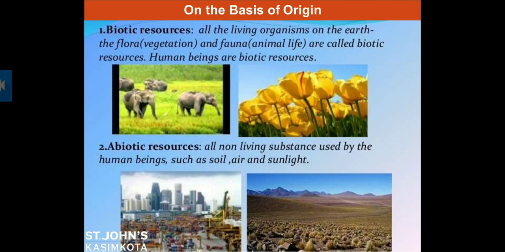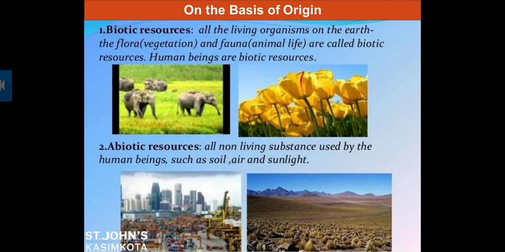Biotic resources are obtained from the biosphere and have life, such as human beings, flora and fauna, fisheries and livestock. Otherwise, all the living organisms on the earth, the flora, I mean to say the vegetation, and fauna, meaning the animal life, are called biotic resources. Human beings are biotic resources.